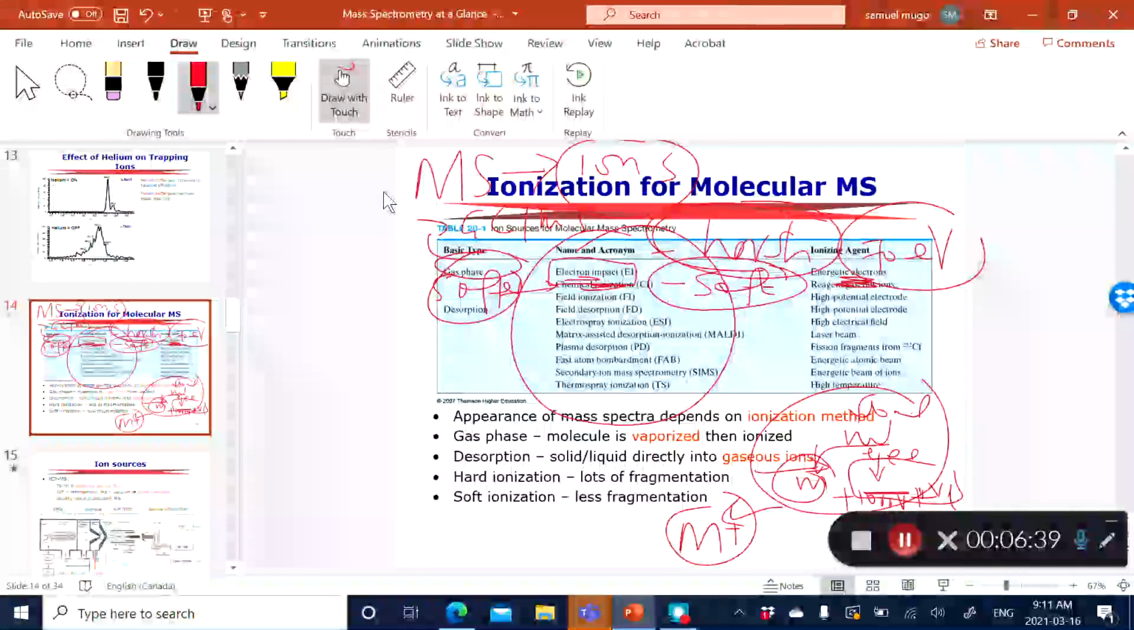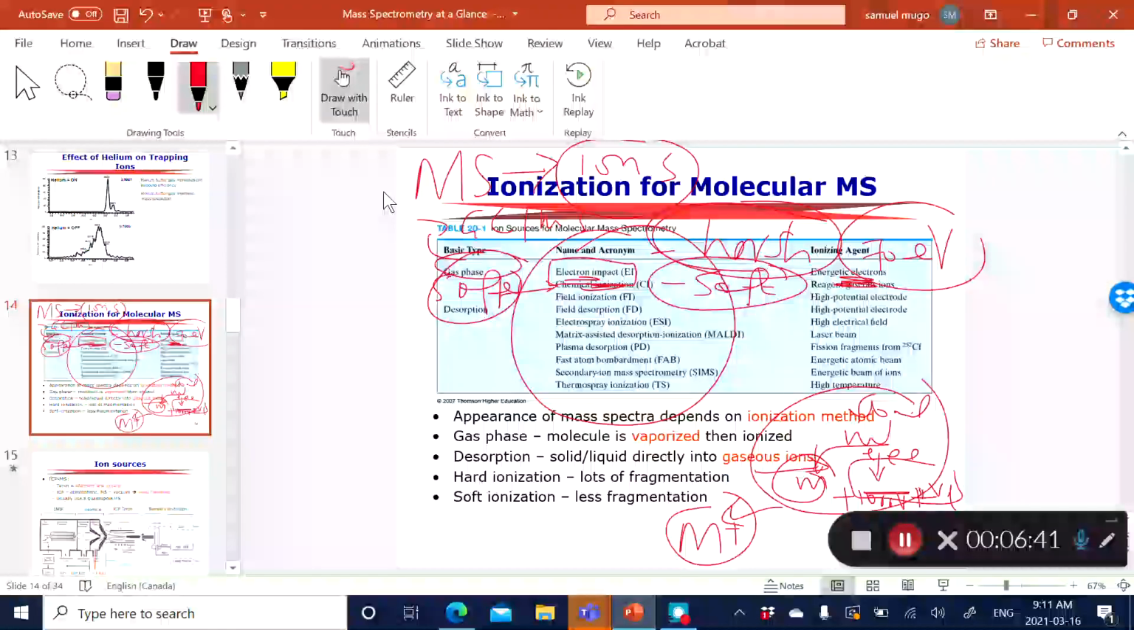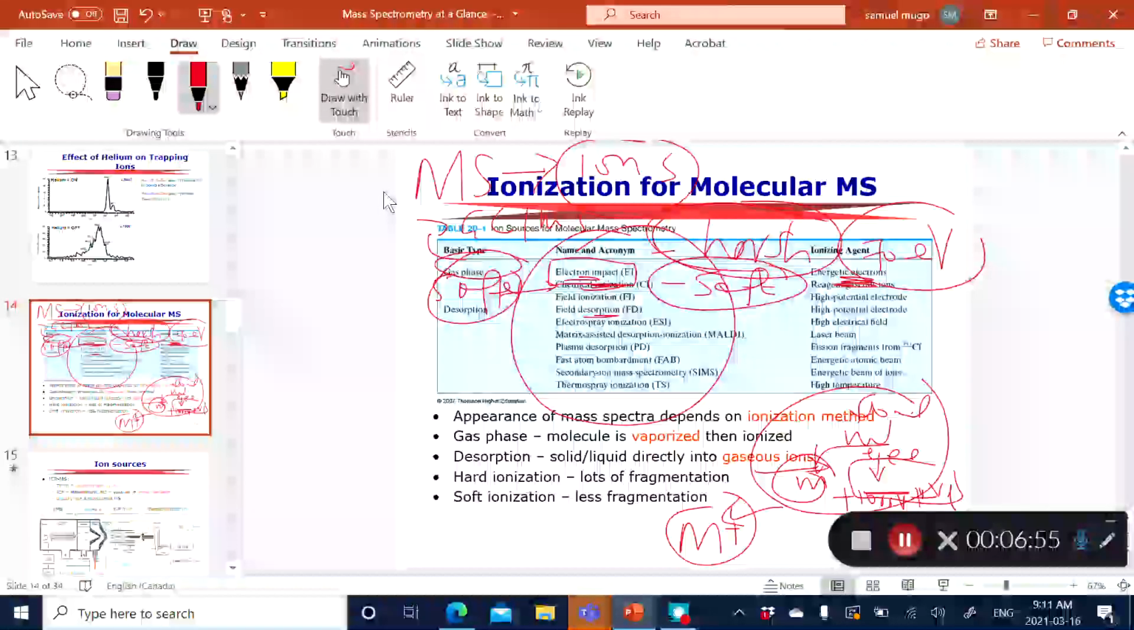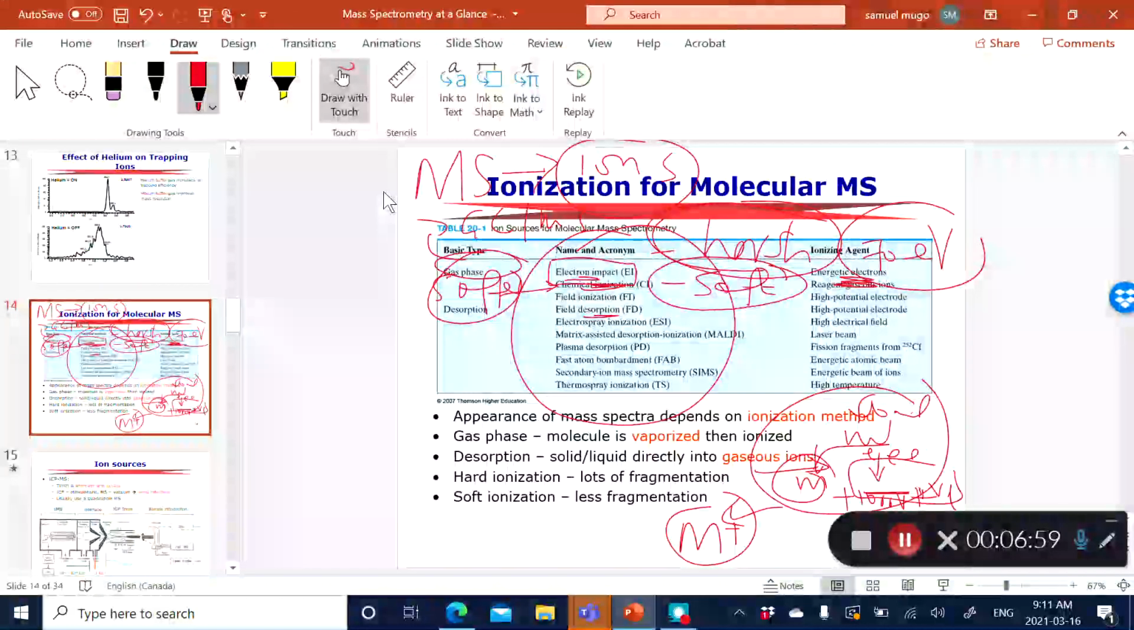So some of the desorption methods include things like field ionization. It's a very, very soft technique. You've got field desorption. Again, it's a very soft technique, and the ionization approach really is based on using electrodes or high voltage electrodes. You've got a very, very soft technique, maybe the softest of all, called electrospray ionization. It is the softest analytical ionization method out there, very common for analysis of proteins.